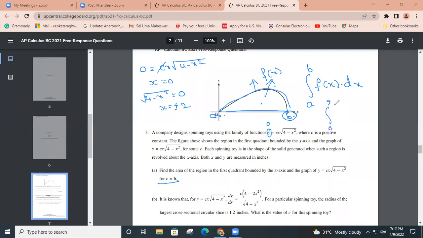So integral of 0 to 2, f of x is given as, with the value of c being 6, 6x into square root of 4 minus x square into dx. So this is my final function. Let us see how to find this integration. 6 comes out. Integral of 0 to 2 of x into square root of 4 minus x square into dx. See how simple this entire question is. The first part is just finding the area under the curve, so integral of a to b of f of x into dx.